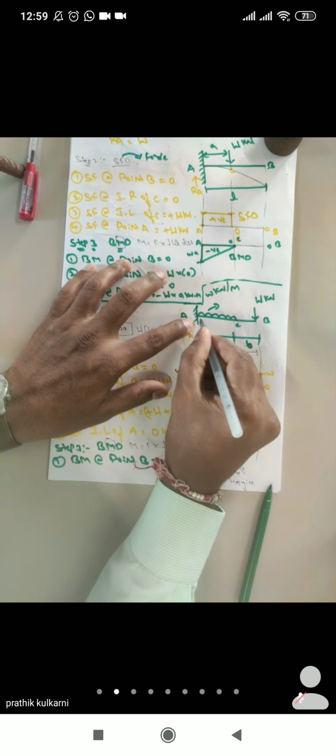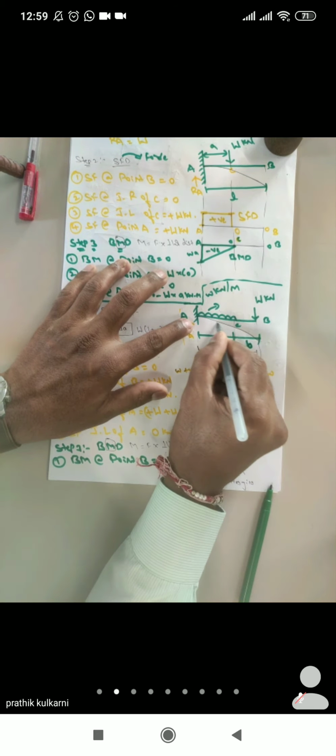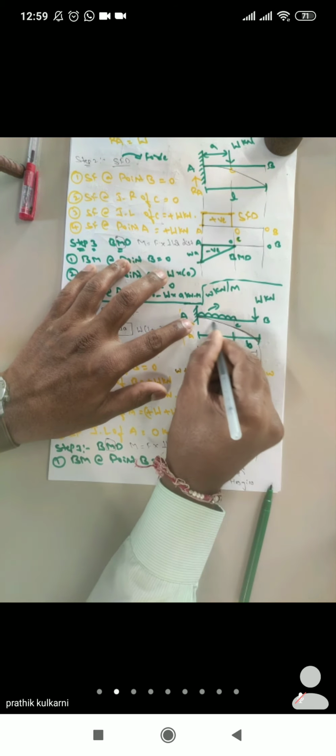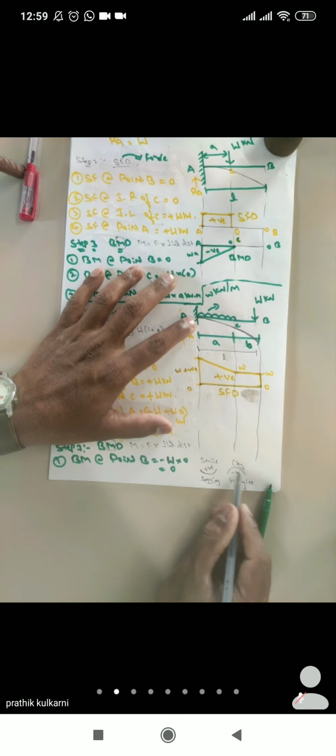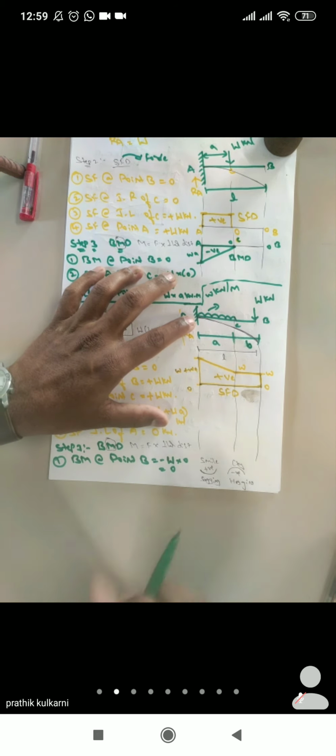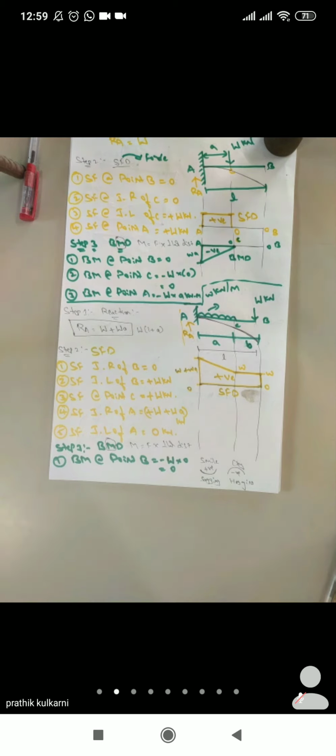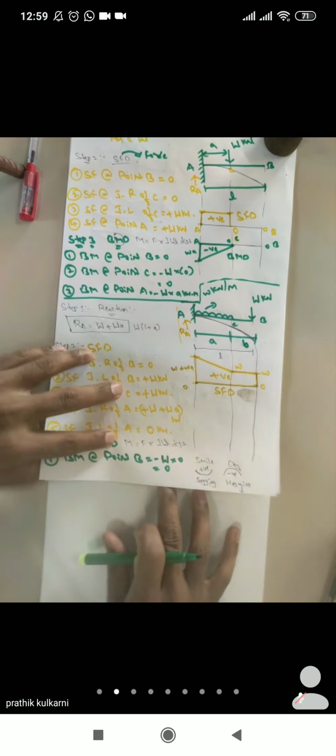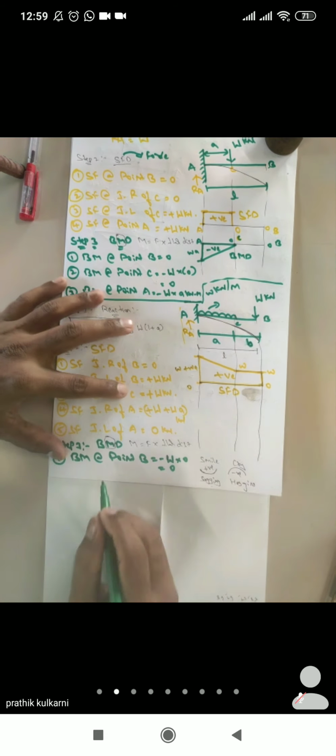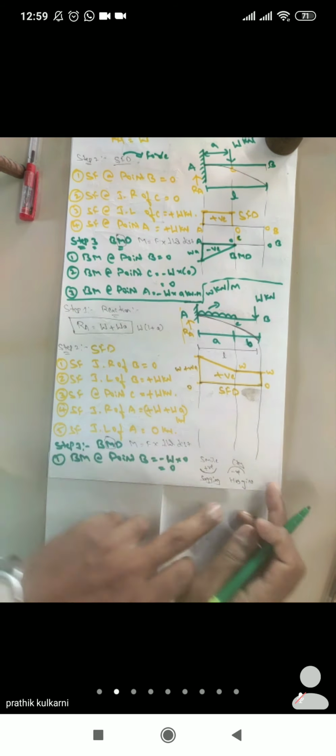Because this beam is going to bend like this, it is in a shape of hogging. So I'll write it as 0. Now, next step, I just wanted to include a paper here. One second. So if you see, the bending moment at point B we have got as 0.